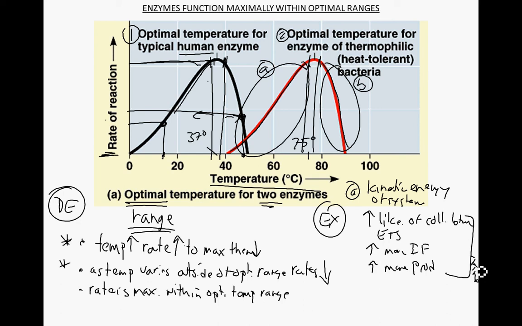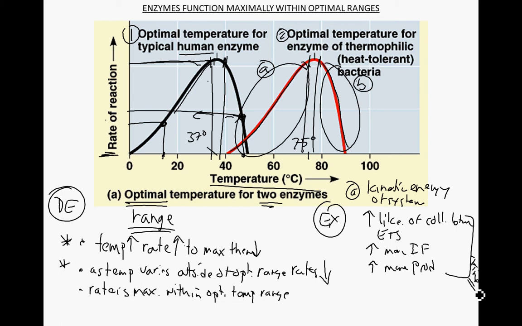You could also explain it the other way. As you decrease the temperature from the optimal range, the kinetic energy of the system is lowering, so you have fewer collisions between enzymes and substrates, therefore fewer induced fits, and therefore fewer products made. Again, per unit time is the thing that kids often leave off there and are missing. So that's explanation for part A.